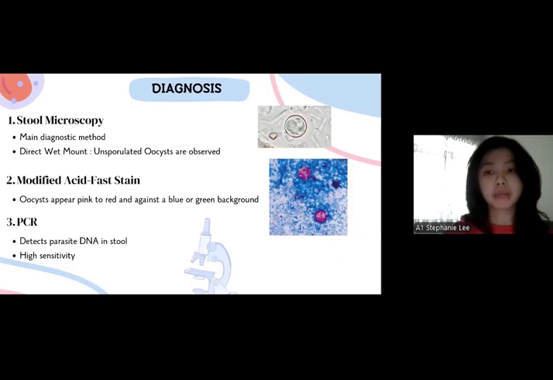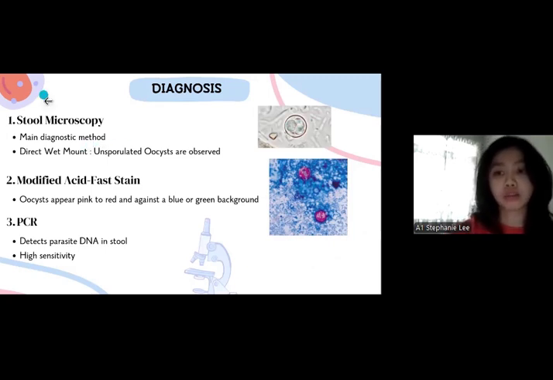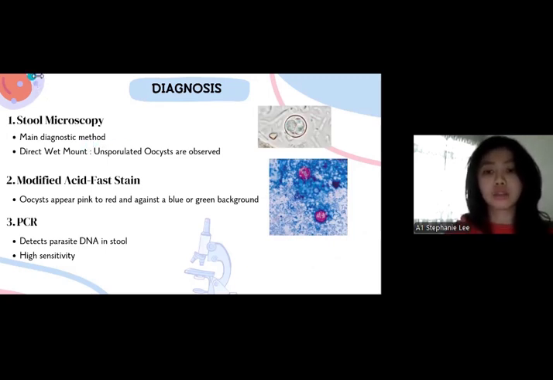Now I'll be talking about the diagnosis of Cyclospora cayetanensis. The first will be stool microscopy, which is the main diagnostic method. A direct wet mount is examined and unsporulated oocysts can be observed. The next one is modified acid-fast staining, which is used to identify the oocysts more clearly. The oocysts will appear pink to red against a blue or green background in the modified acid-fast staining.